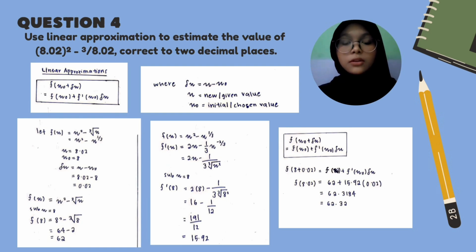Lastly, substitute the obtained values into the equation. f(8.02) equals 62 plus 15.92 multiplied by 0.02, which is equal to 62.3184. Since the question asks for 2 decimal places, the answer is 62.32. That's all from me, thank you.